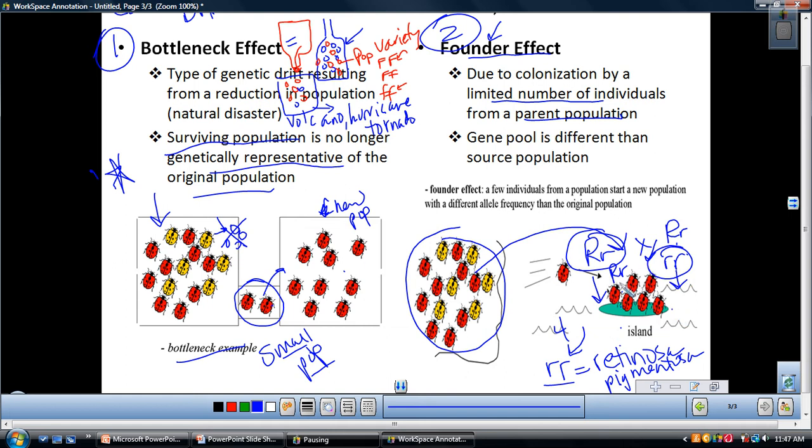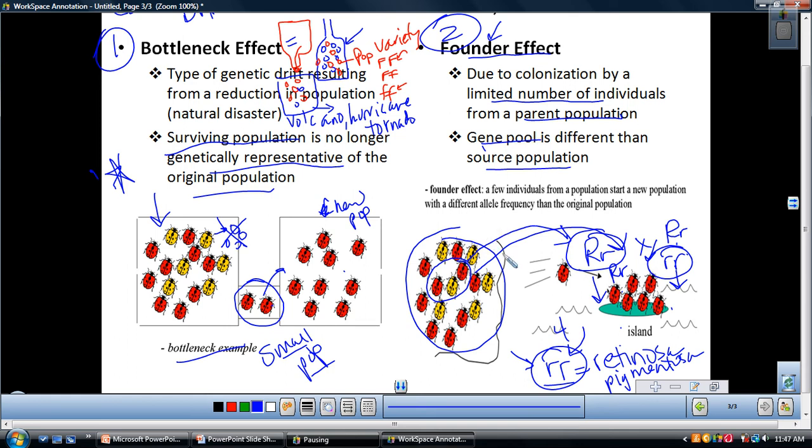So over many, many generations, you can have a higher proportion of retinitis pigmentosa, this disease, show up in the population over time. But from the beginning, you have to have colonization by a few members that go to a new island and start their new population. So their gene pool is different than their source population.